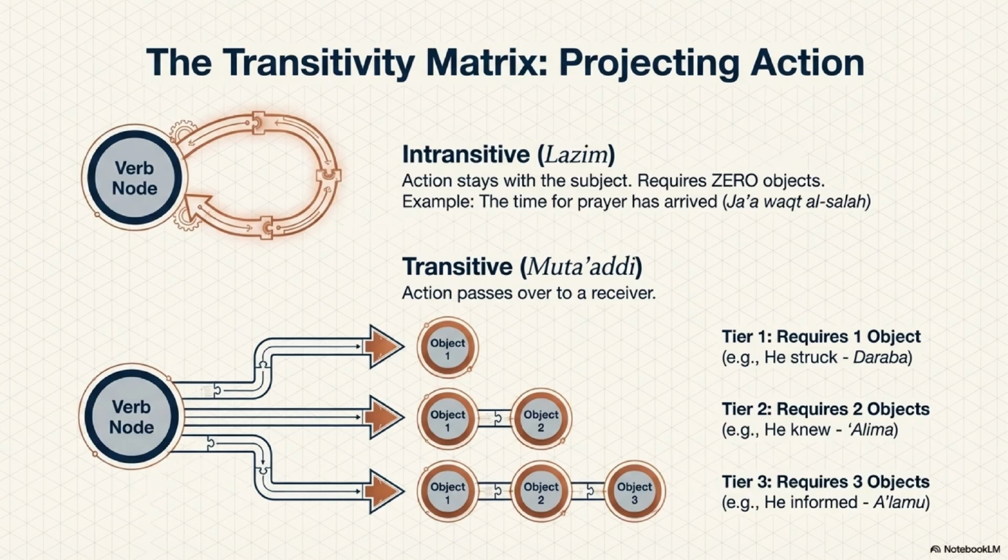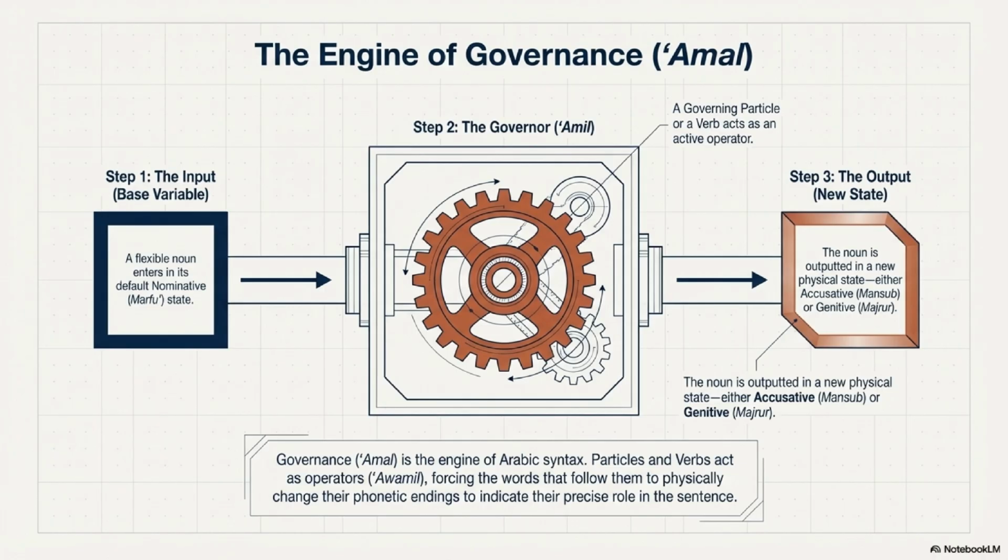Yes, the genitive state, the majrur. Right, so if you were governed by a preposition in the genitive state, you might say, I am sitting in the kari. Karu, kara, kari. The word itself shifts its frequency to broadcast its job. That is a brilliant analogy. That is precisely the level of data density happening in Arabic nouns. The ending of the word immediately broadcasts its function within the reality of the sentence.